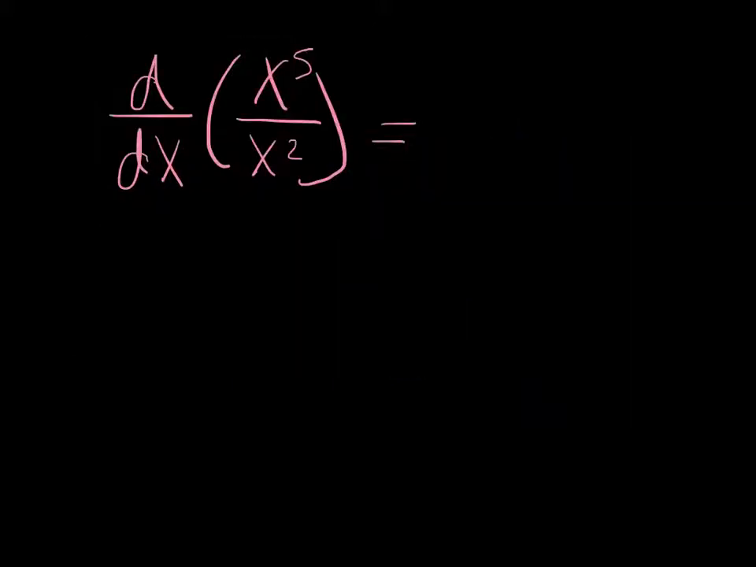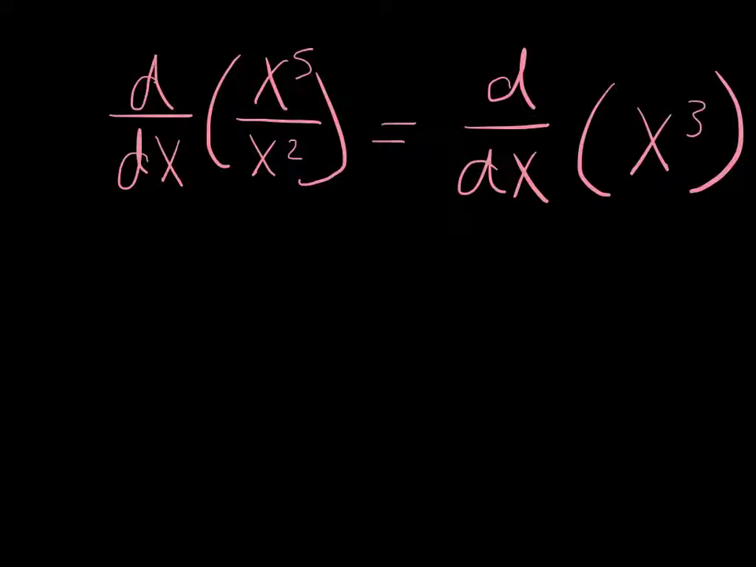However, we come to a problem when we try to get the derivative of a division problem. For example, you would think that this could be solved by simplifying the fraction, finding that the derivative is of x cubed, which would make it 3x squared.